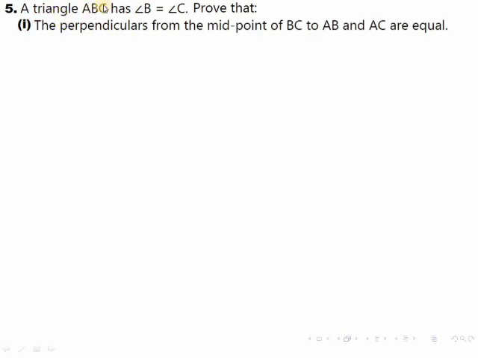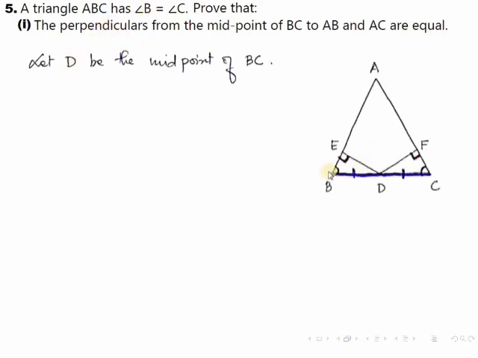A triangle ABC has angle B equal to angle C. Prove that the perpendiculars from the midpoint of BC to AB and AC are equal. What's the meaning of this? Let's try to understand. Given that angle B and angle C are equal in triangle ABC, and it is said that you have to draw perpendiculars from the midpoint of BC. So what I will do is, I'll take side BC and I'll take the midpoint to be point D.